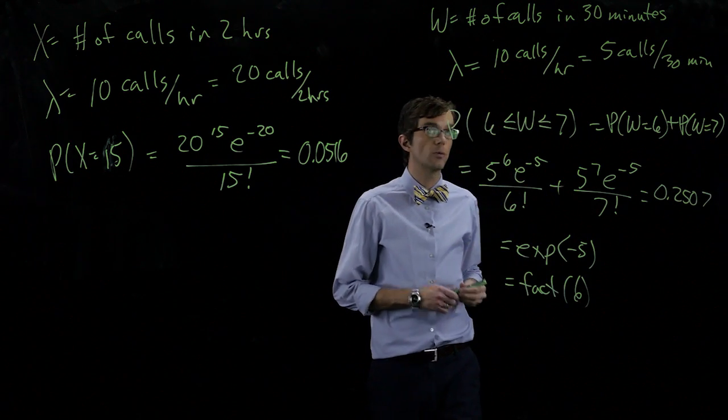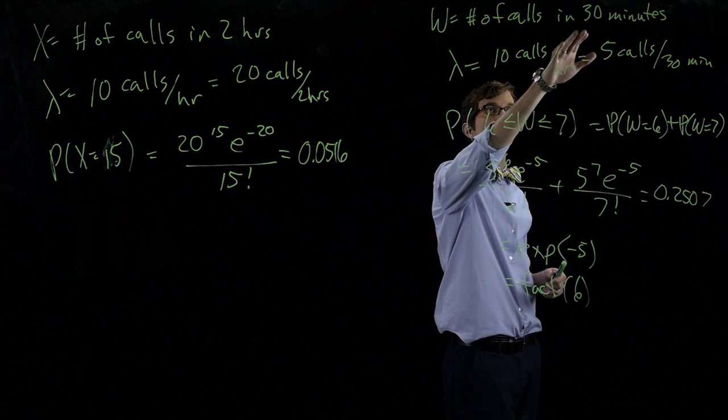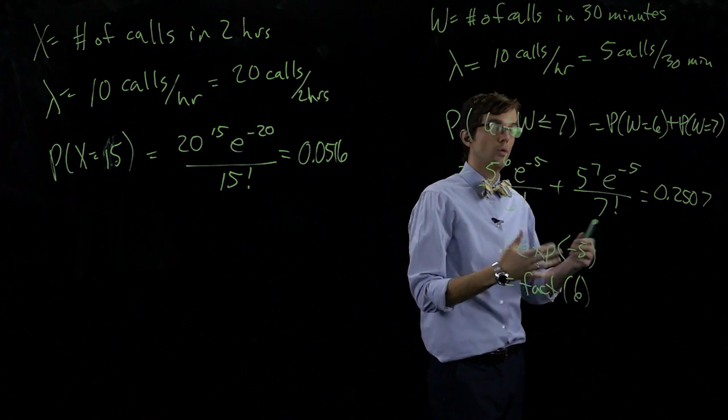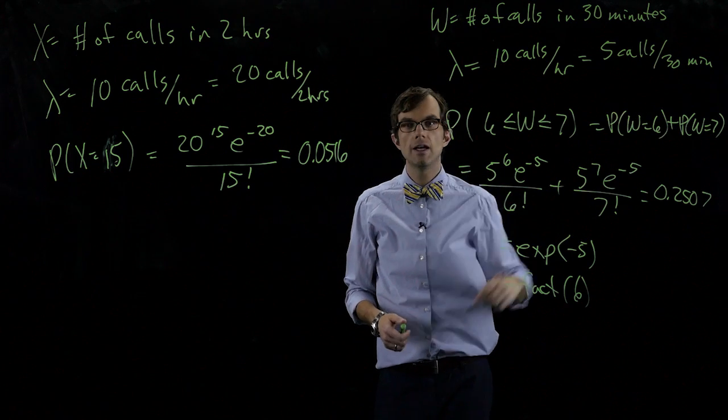0.2507. So what's the probability that we see 6 or 7 calls exactly in the next 30 minutes? 0.2507. 25% of the time, we'll see exactly 6 or 7 calls in a 30-minute span.